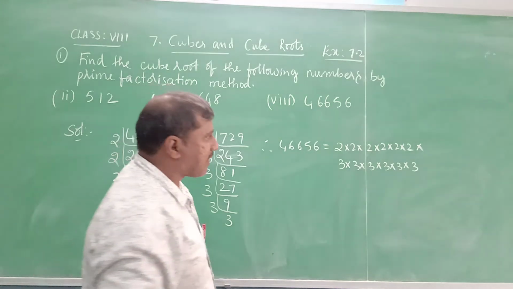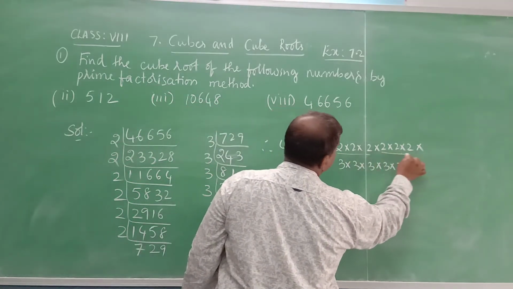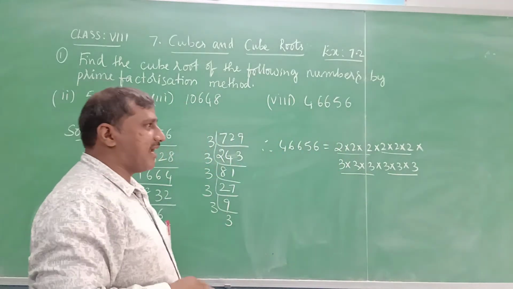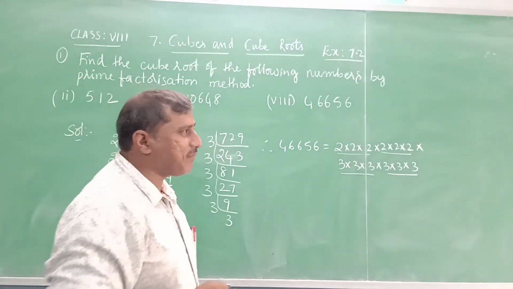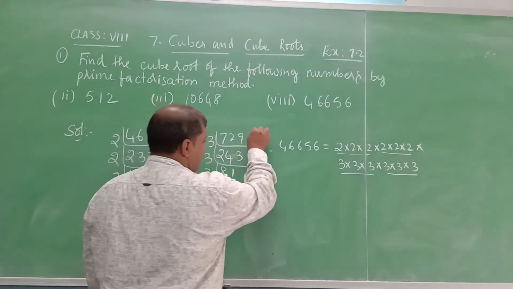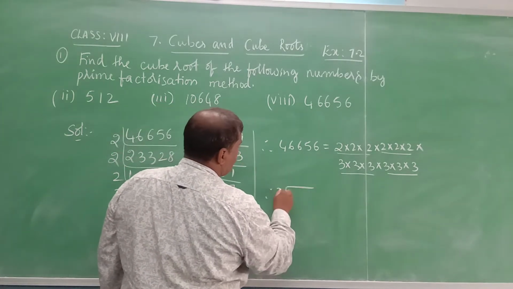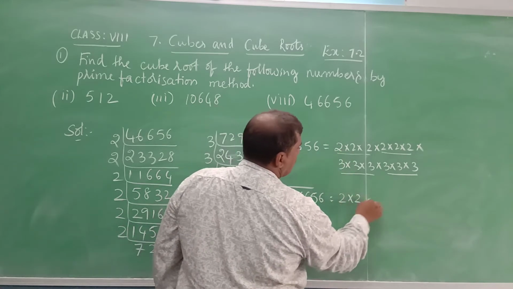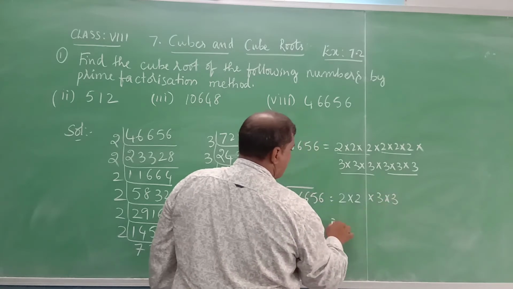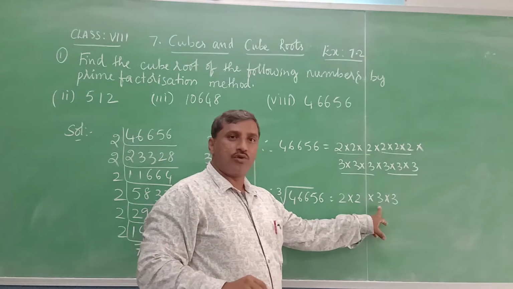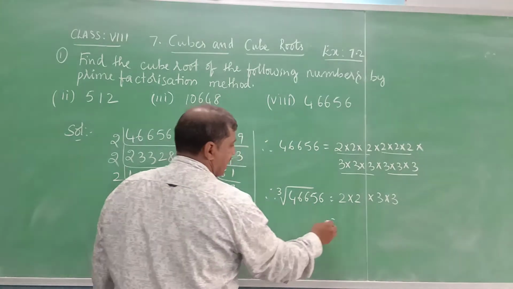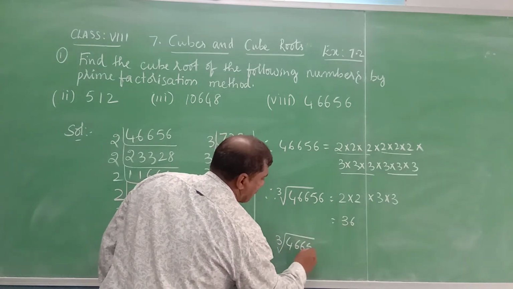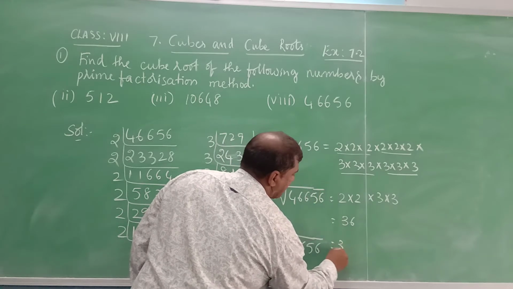Now identify the triplets. This is one triplet, this is the other triplet, and here we have one more triplet. So in total we got 4 triplets. From each triplet you take one factor and multiply all the factors to get the product. Therefore the cube root of 46,656 is 2 into 2 into 3 into 3. That is 2 into 2, 4. 4 into 3, 12. 12 into 3, it is 36. So the cube root of 46,656 is 36.